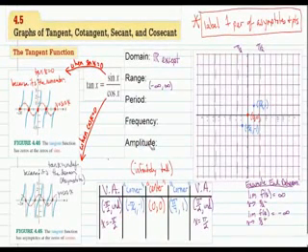Okay, in section 4.4 we learned how to graph sine and cosine curves. We learned about some characteristics such as amplitude, period, frequency, and we're going to carry that on to now tangent, cotangent, secant, and cosecant in section 4.5.